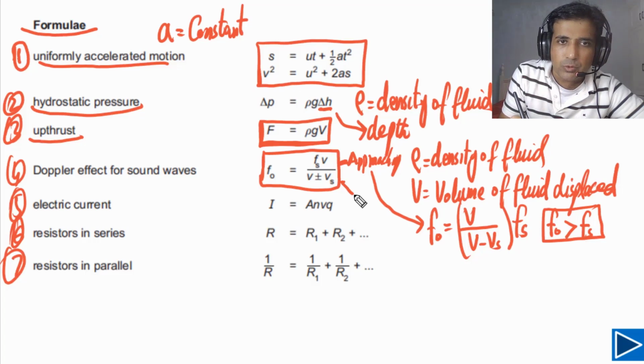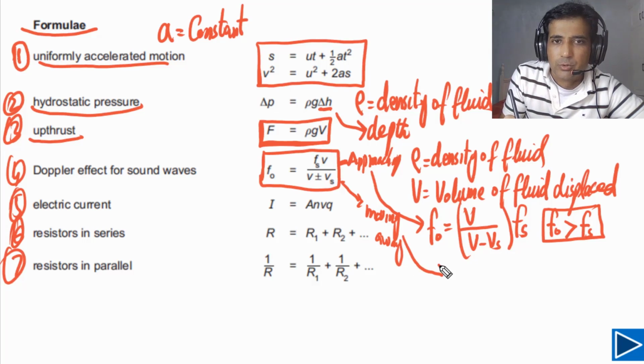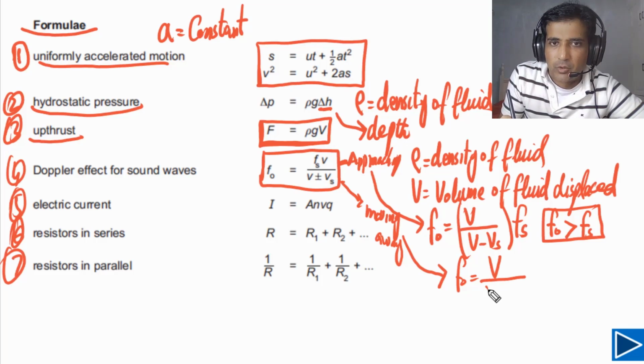And if the source is moving away, let me write it down here, because clear understanding of these points is very important. When the source is moving away, the observed frequency will be equal to the speed of the wave in the medium over the speed of the wave minus the speed of the source. But in this case, this has to be plus.